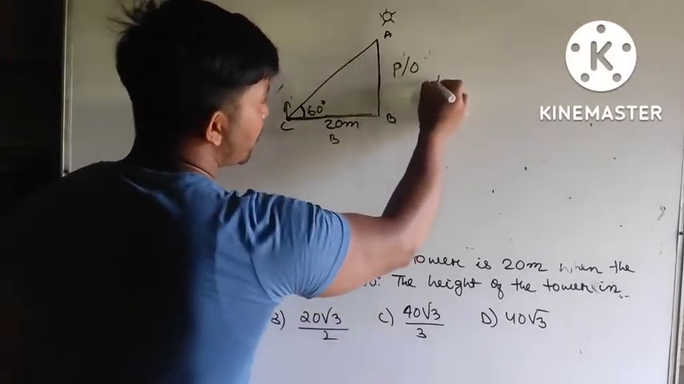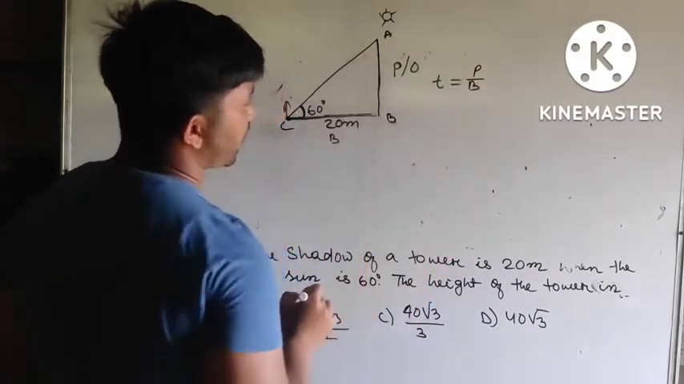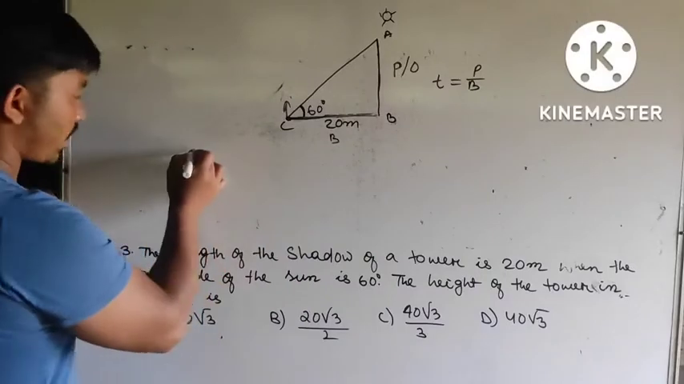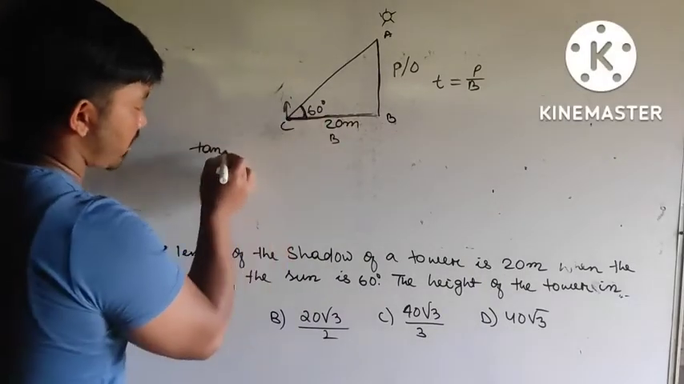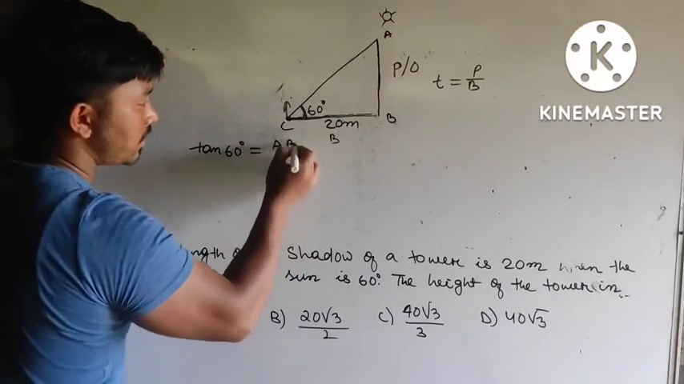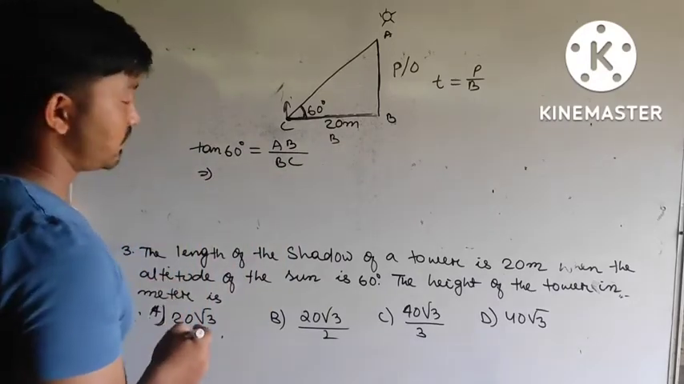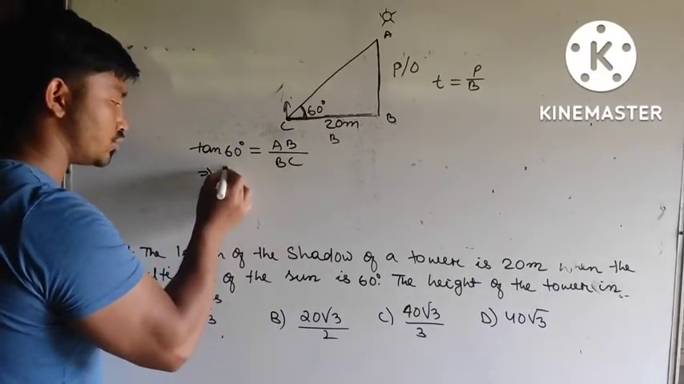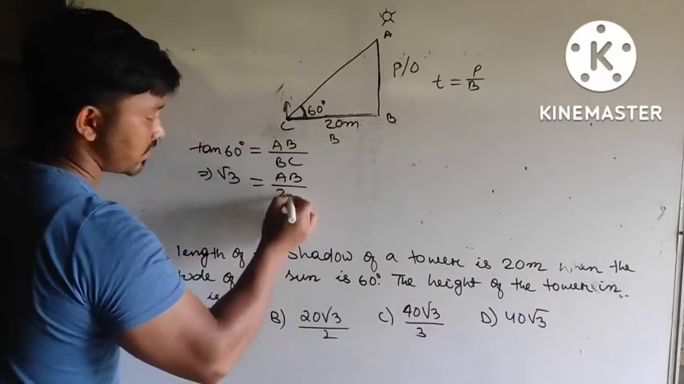Then I can apply the tan formula. Okay, tan. So I will write here tan 60 degree is equal to perpendicular AB over base BC. So what do I get? The value of tan 60 degree everybody knows as √3, right? And AB we are finding out. BC is given as 20.